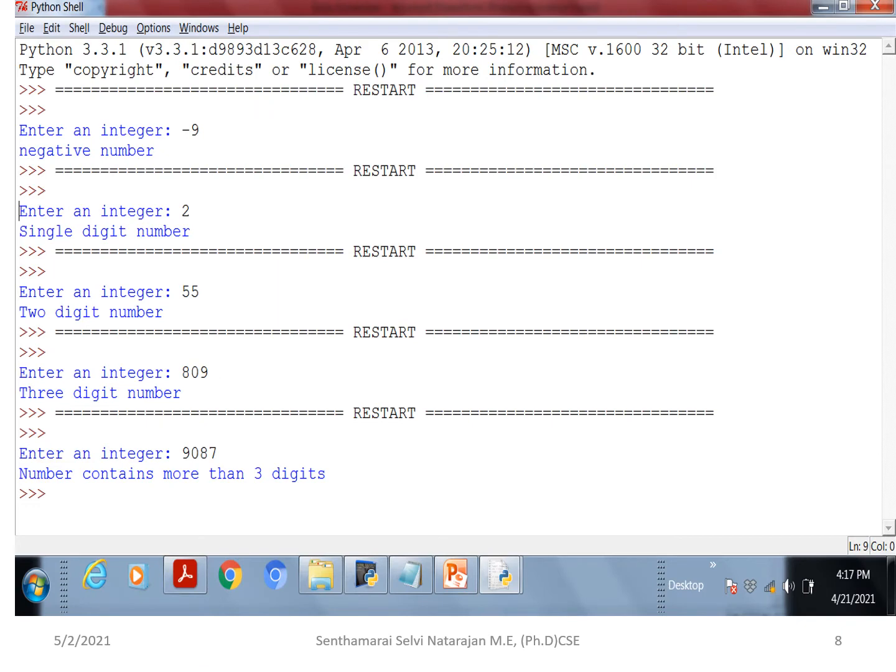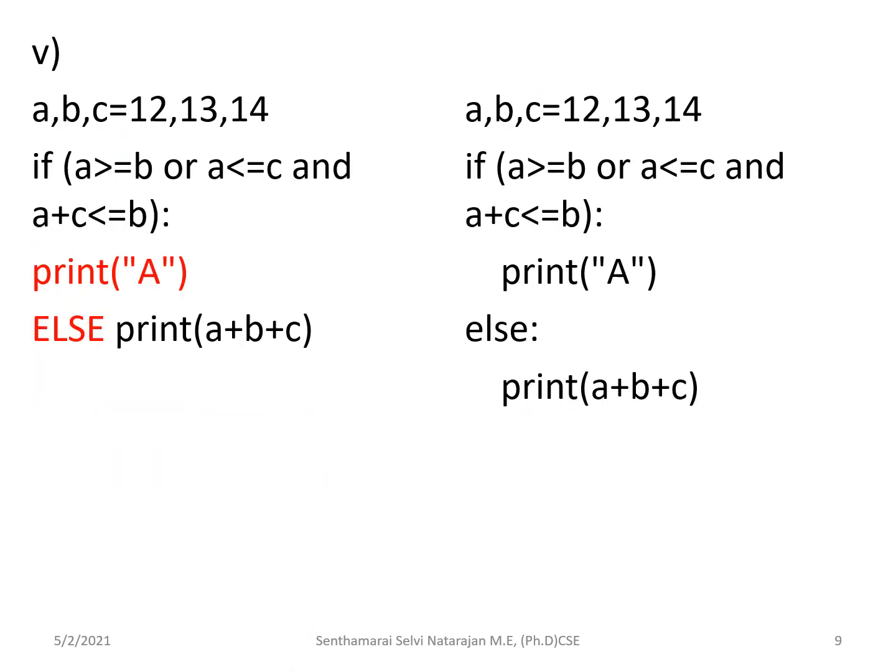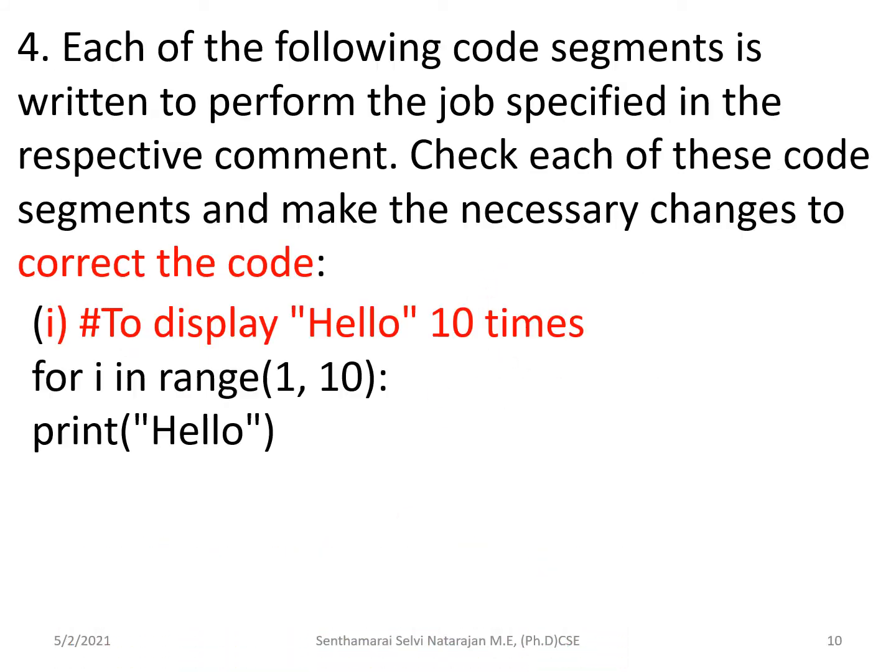Next, after running the corrected code, I have given the input for all the categories of these numbers and got the output. Moving to the fifth question. Here they have given 3 letters with the assigned values, and then what you have to do is check the condition and then print a or get the sum of these. Here I have specified what all the errors are: indentation error, and then the syntax error where the loop is not ended with the correct block. So I have corrected these 2 errors. So invalid syntax, indentation error.